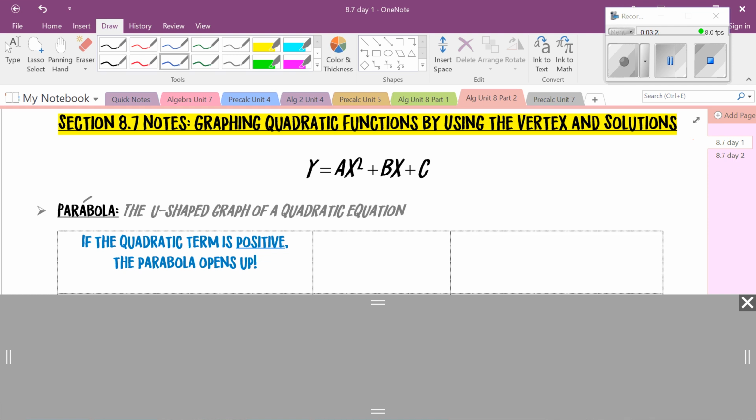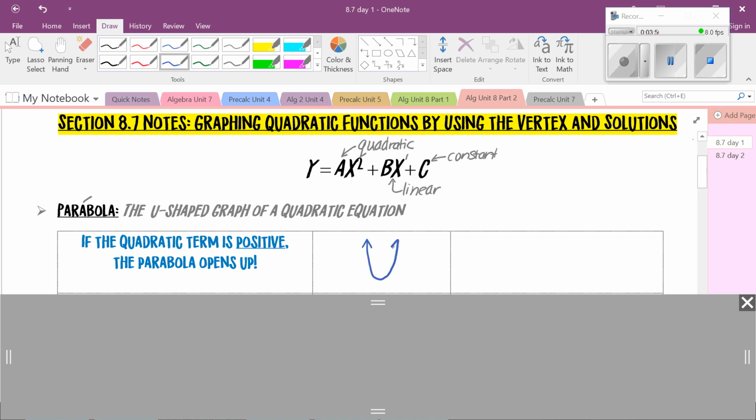But if the quadratic term is positive, now when I'm talking about the quadratic term, remember I'm talking about the one with the x squared. So this one is your quadratic. This guy is your linear term. And this guy is your constant term. Constant terms do not have a variable. Linear terms have your variable to the first power, and quadratics have your variable to the second power with an exponent of 2. Okay, if your quadratic term is positive, then your parabola opens up.